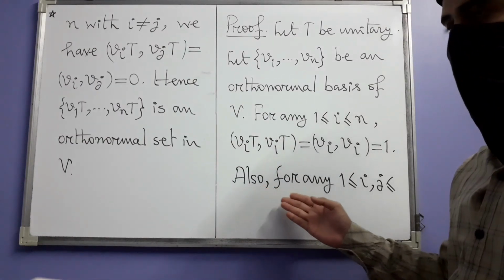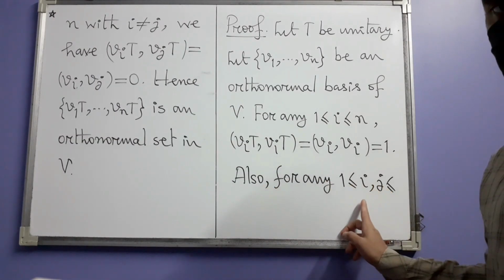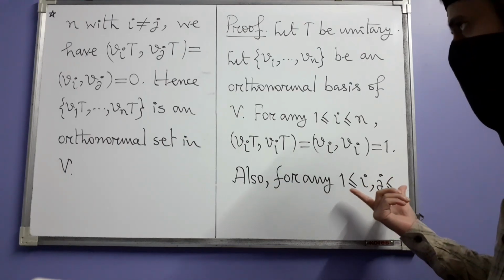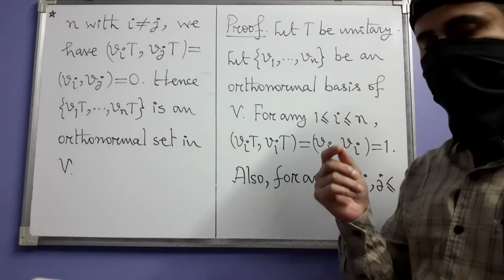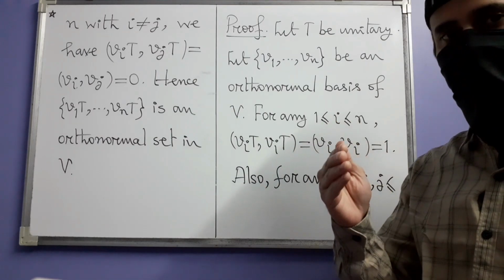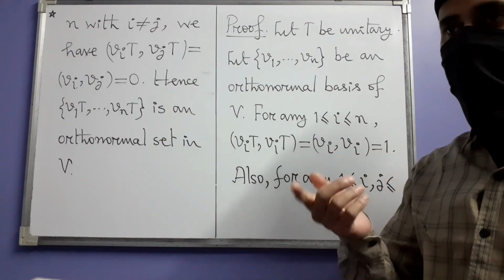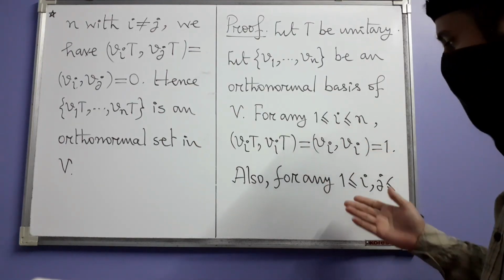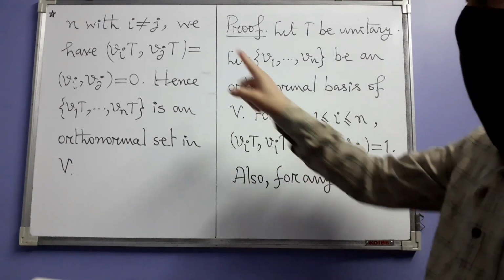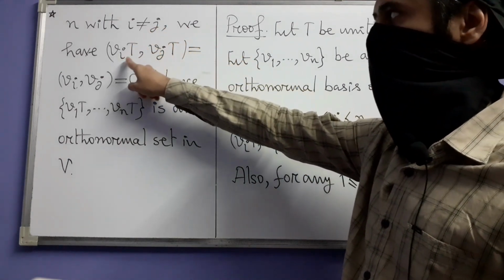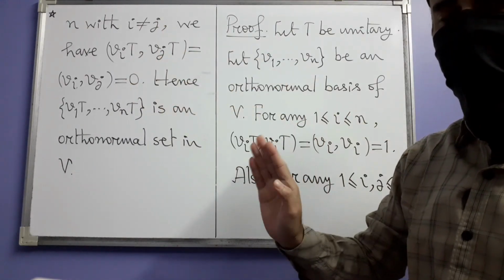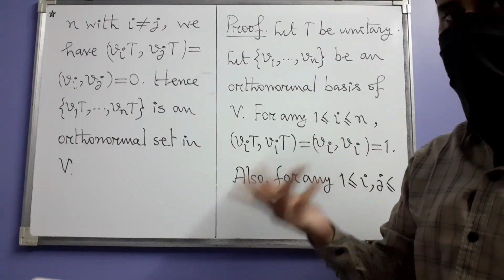We also have this, that for any two indices i and j lying between 1 and n, we have written that in short like this. Actually, we should have written two separate statements, one for i and one for j, that 1 is less than or equal to i is less than or equal to n, and similarly for j. But you can write it like this also, that has the same meaning. With i and j different, we next consider the inner product of ViT and VjT, the inner product of the images of Vi and Vj under T.